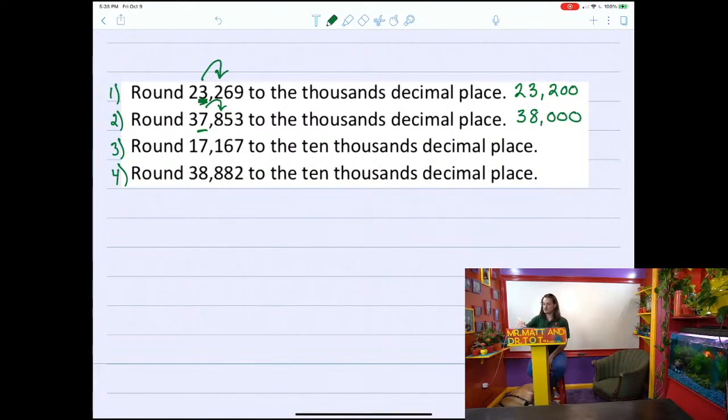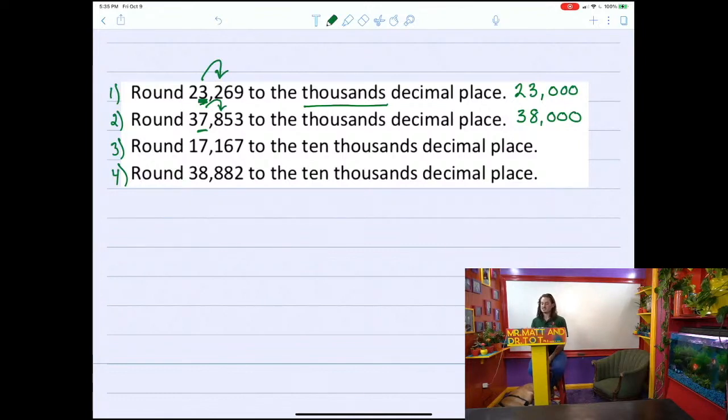Oh, excuse me, let me correct number one. I'm sorry. If we're rounding to the nearest thousands place, then this should just be 23,000. I apologize. If you're rounding to the hundreds, then the tens and the ones digit would have zeros in it. If you're rounding to the thousands, then the hundreds, tens, and ones digit would also have all zeros because it's the nearest thousand. So my apologies for that.